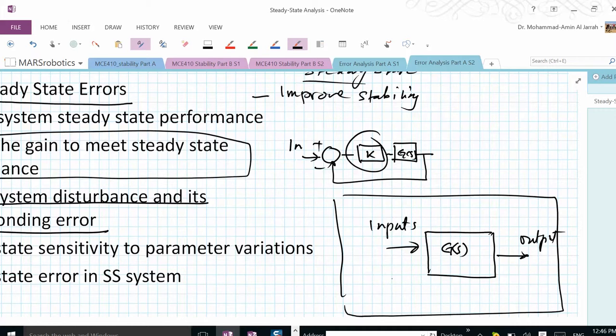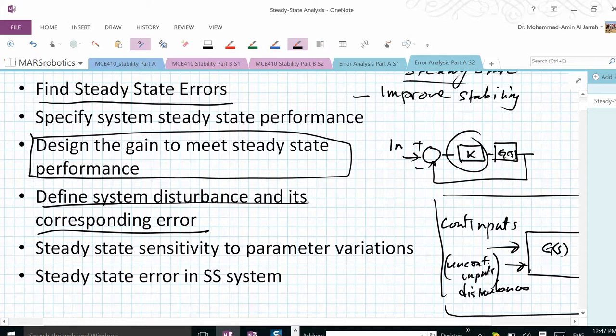So inputs can be controlled inputs and uncontrolled inputs. Uncontrolled inputs are disturbances that we would like the system to reject.